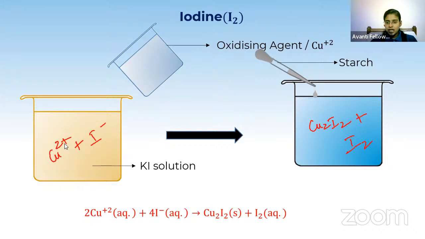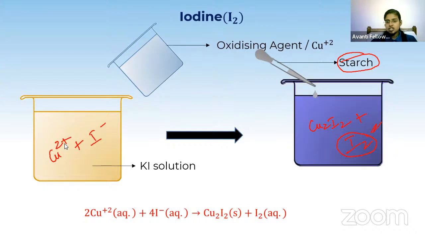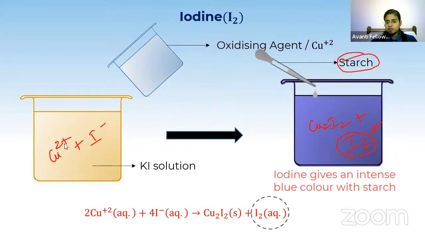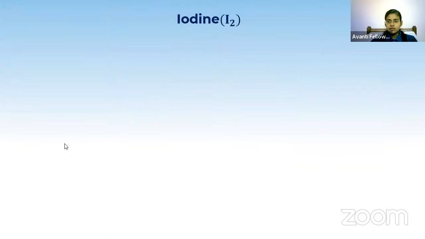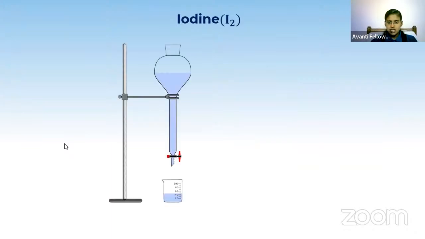So now the I2 which is present inside the solution is responsible for the color change from light blue to the intense blue with starch. Okay, once the starch is added, starch will react with this I2 and the color of the solution is changed to intense blue color. Okay, so it is because of this iodine. So now iodine is also an oxidizing agent.